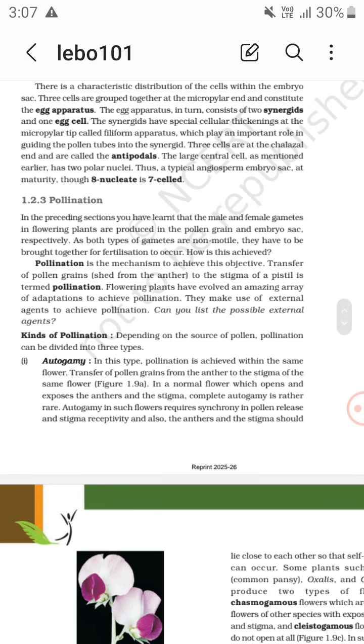Now pollination is the mechanism to achieve this objective: transfer of pollen grains straight from the anther, that is the stamen, to the stigma of a pistil, that is the female part, is termed as pollination.